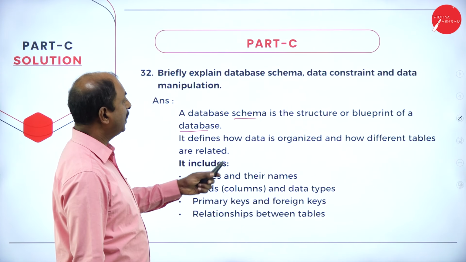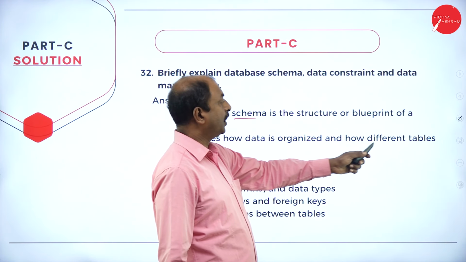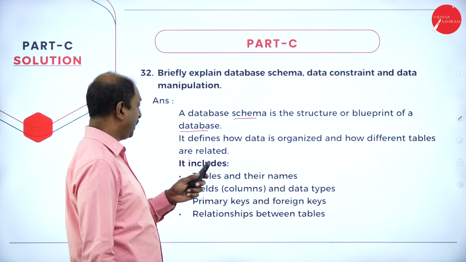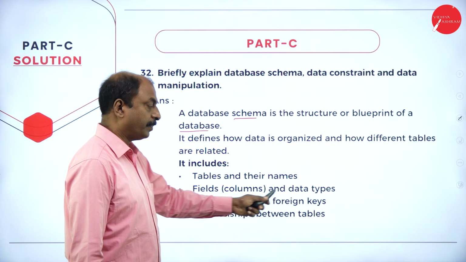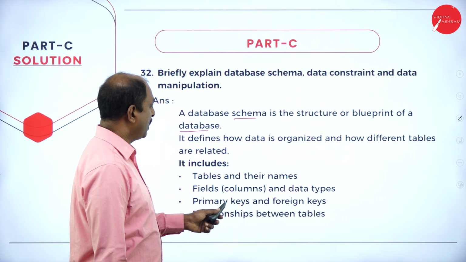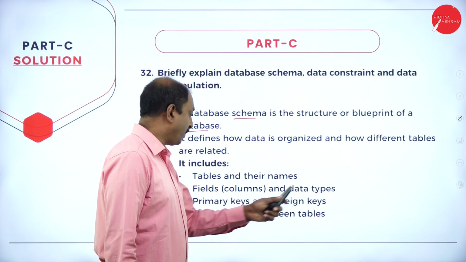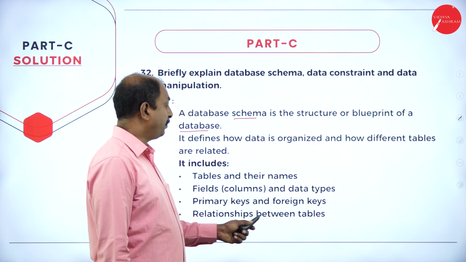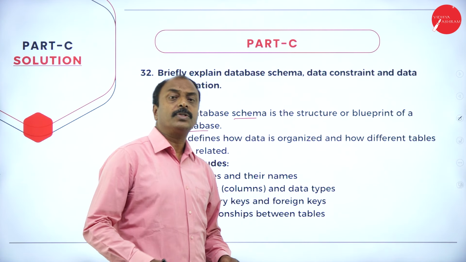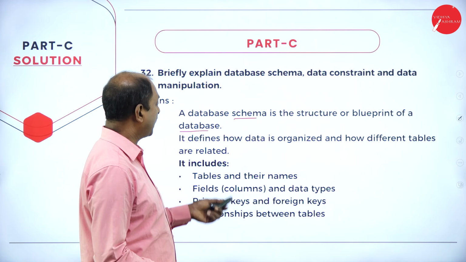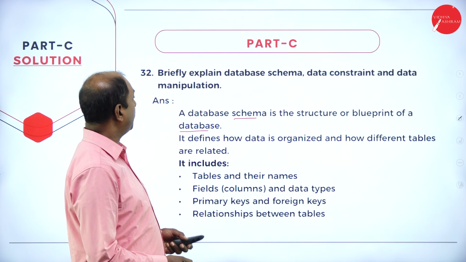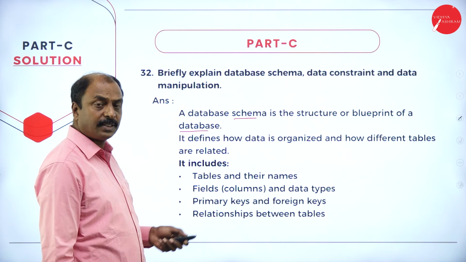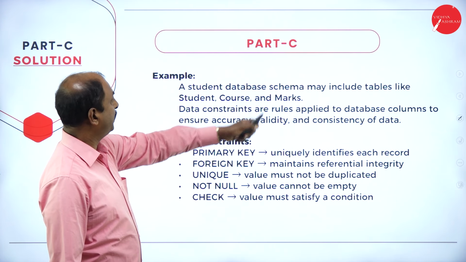So it defines how data is organized and how different tables are related. It includes table names, fields, that is columns, and data types, either primary keys or foreign keys, and the relationship between tables. If there is more than one table, it also describes the relationship between the tables. That is the database schema. This is an example here.